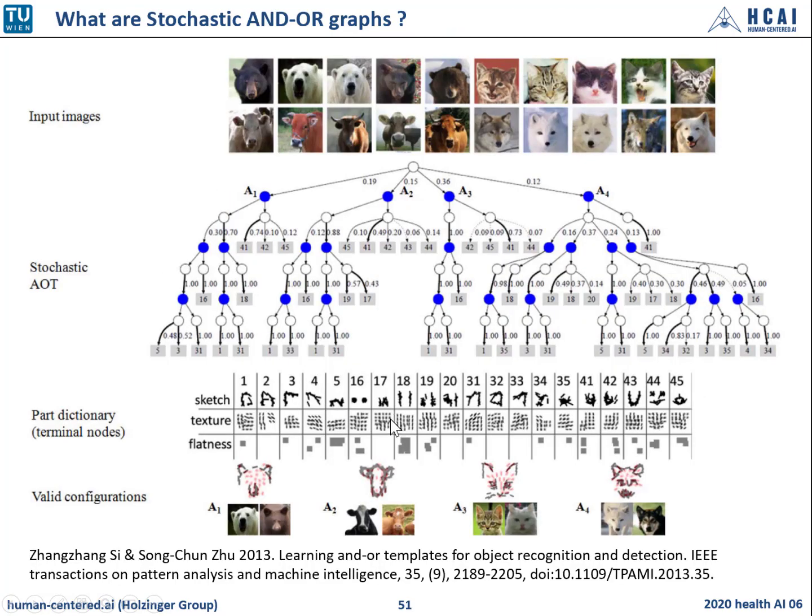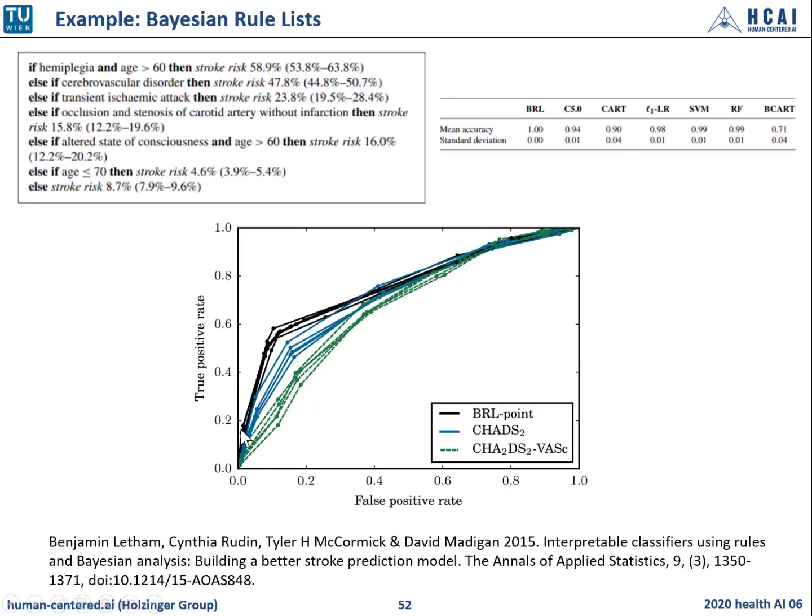So another example are stochastic and/or graphs. This is in the form of trees. Remember, decision trees have been used in medicine for a long time. And here we see a typical stochastic and/or tree. And you can, for example, get explanations backwards here from the categories. So each terminal node here is associated with a geometric OR node, which accounts for its deformation and articulation.